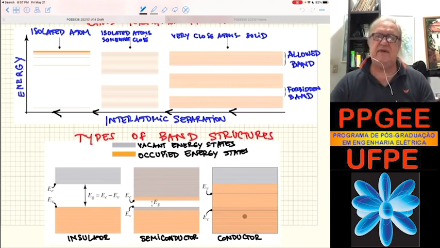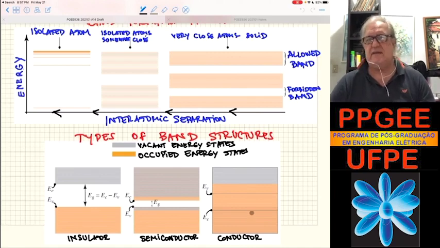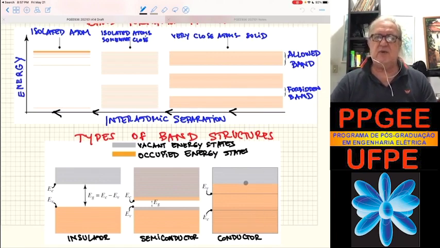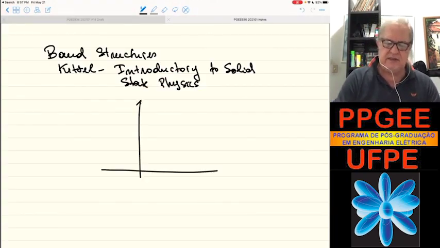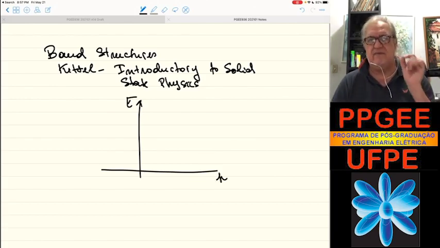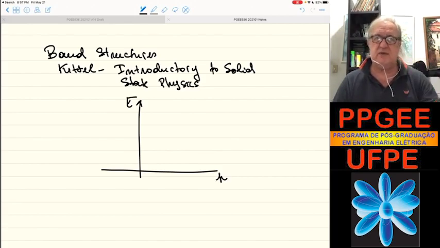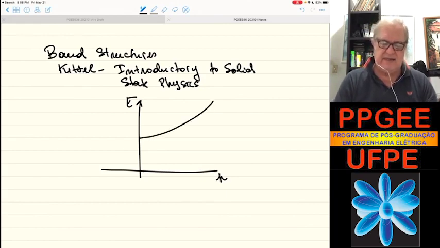A conductor is when the bottom of the conduction band overlaps the top part of the valence band. Obviously, these squares are just diagrams. They don't represent anything. In fact, what you have to have is a diagram which is energy versus wave number of the wave function associated to the electron. So you have those things that might start at a minimum.